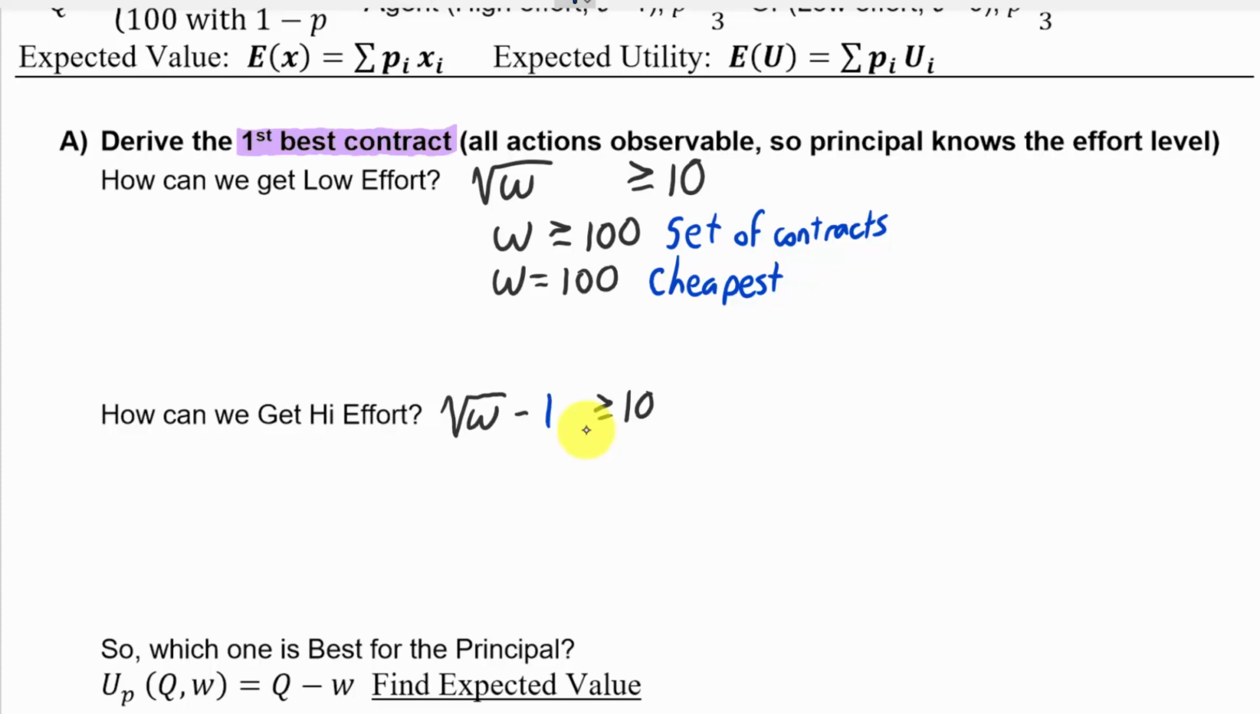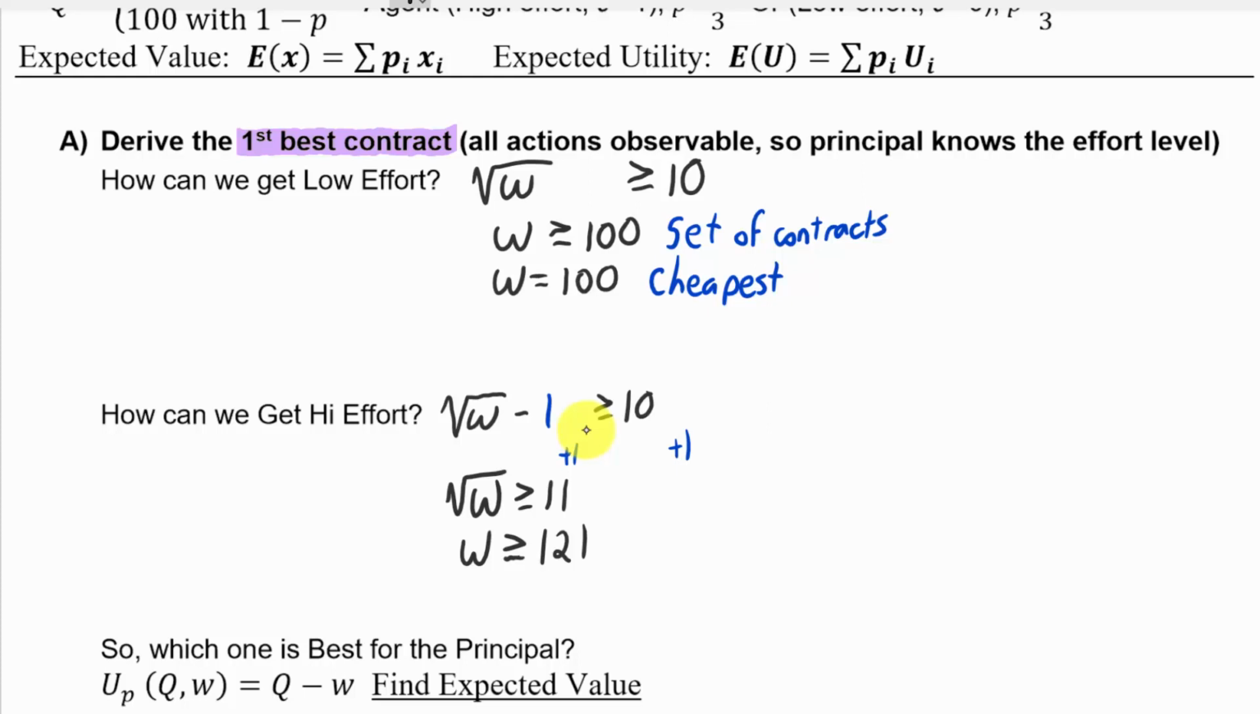So we need to just solve this to see, well, what wage could we offer in order to ensure high effort? Well, we can just add that 1 to both sides, right? And then we get the square root of the wage has to be greater than or equal to 11. The wage has to be greater than or equal to 121. So again, this would be the set of contracts, although we need to be a little clearer here.